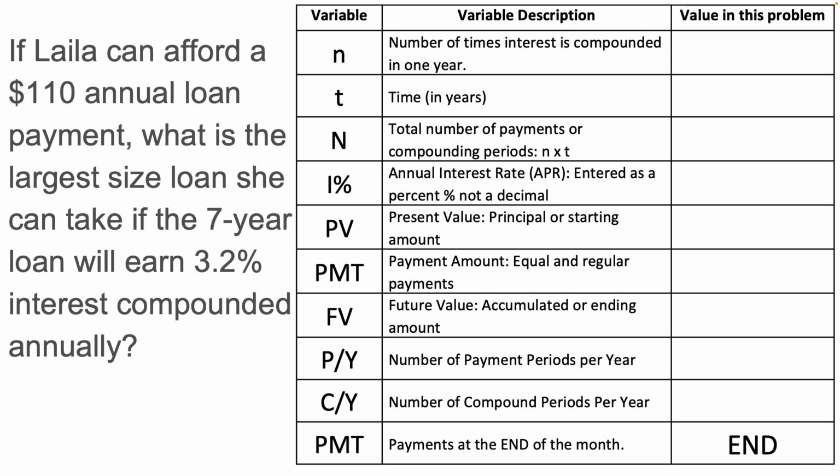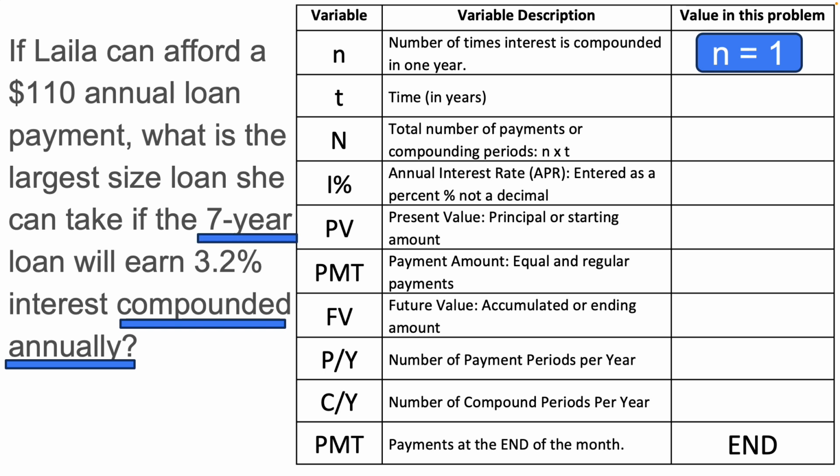Let's go through and identify the values for each of these variables, then we'll use the TVM solver to solve this problem. The first variable that we need to find is lowercase n. This is the number of times interest is compounded in 1 year. Toward the bottom of this problem, we see that interest is compounded annually. That means that it's compounded once per year, so n is 1. Now let's find t, which is the time in years. This problem is asking us for the largest size loan she can take out if the 7-year loan. This tells us that the life of the loan is going to be 7 years, so t is 7.